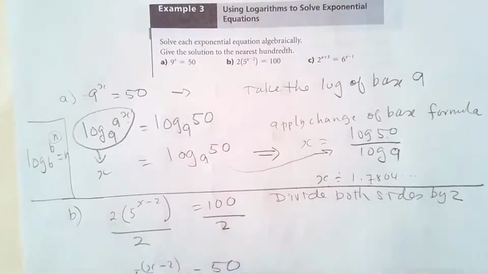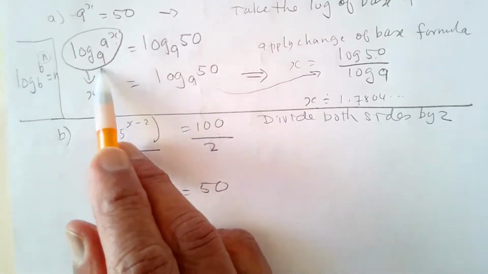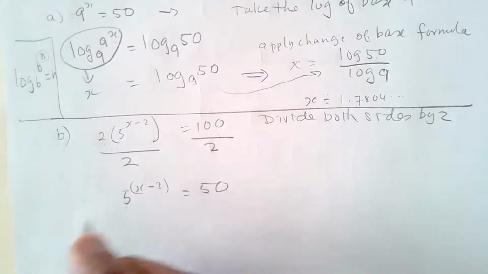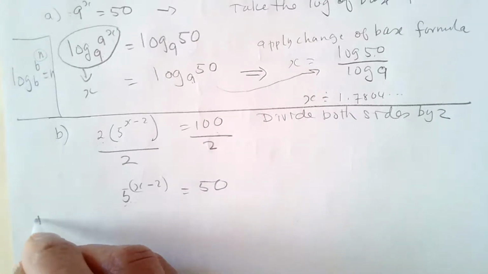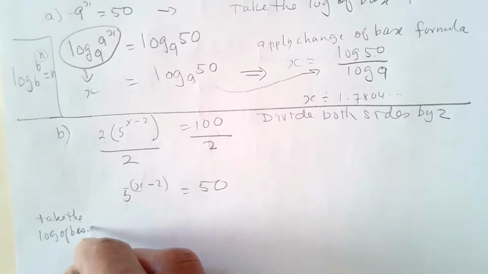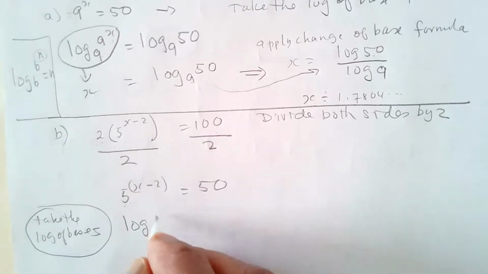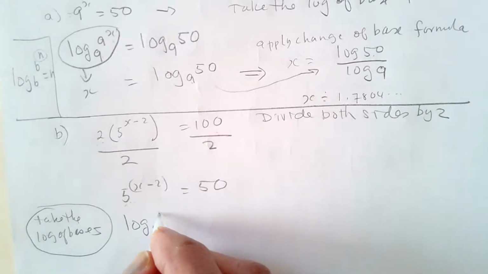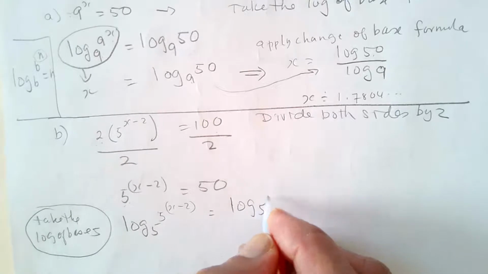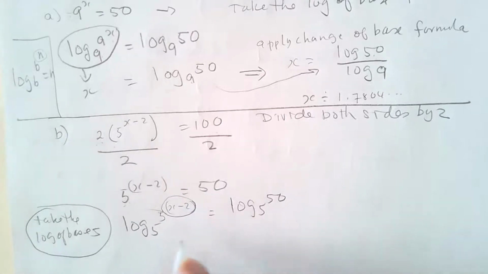Similarly to what we did before, we'll take a log of base 5. Here we have a whole number 5, so take a log of base 5. So log base 5 of 5 to the x minus 2. All of this now, what's remaining is x minus 2.